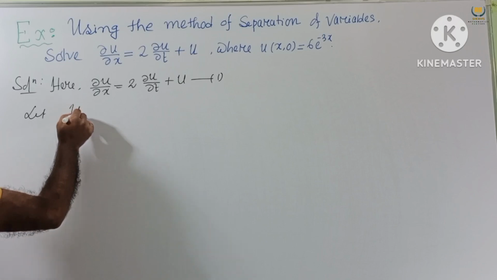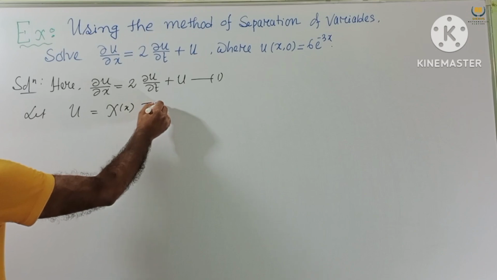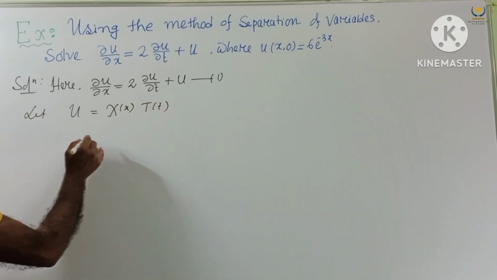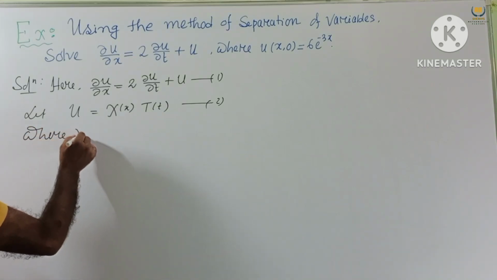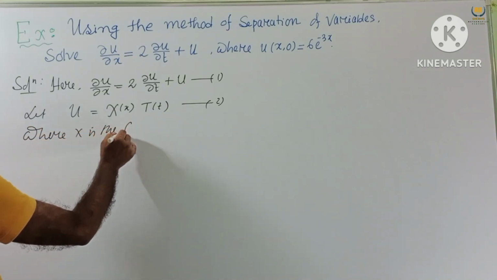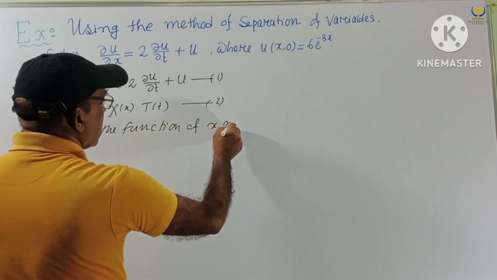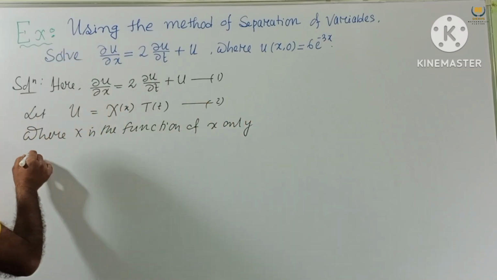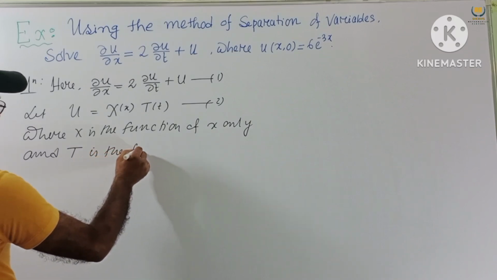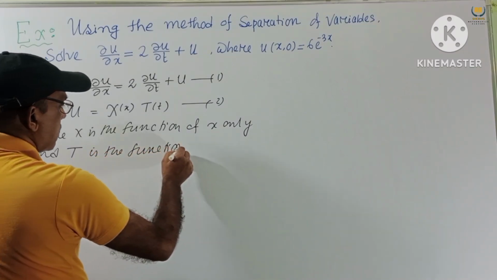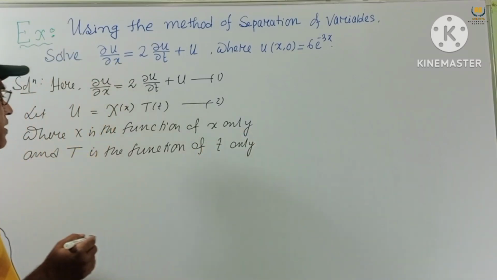Let u = X T, where this is number 2, where X is the function of x only and T is the function of t only, small t only.